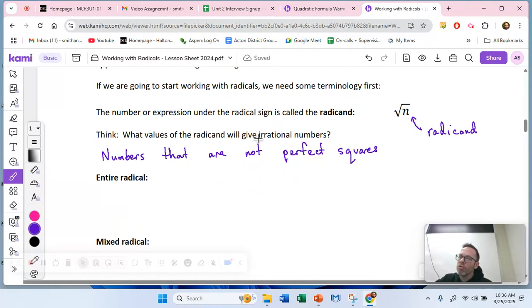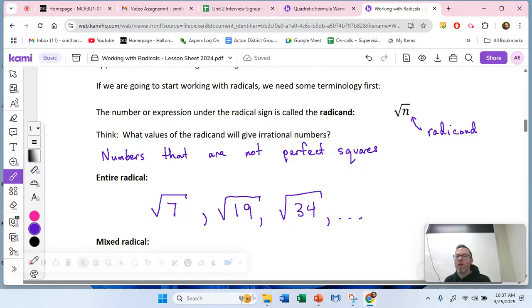Next bit of terminology. Radicals come in 2 forms. An entire radical is where the entire number is underneath a square root. Things like root 7, root 19, root 34, etc. These are entire radicals. It's just something underneath a radical. It's the root of 7, root 19, root 34.